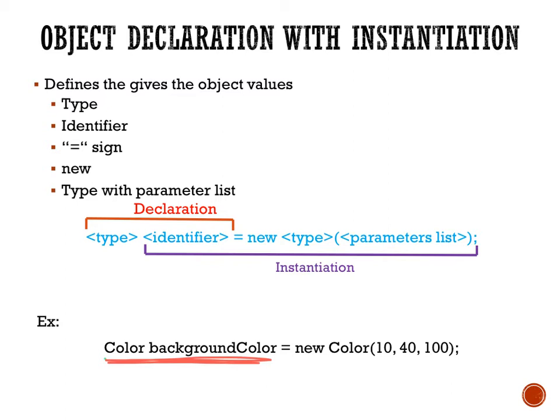Now my instantiation is, if I follow up here, my identifier name equal to new color object, and then my list of characteristics that I need to create that object. So you see that little overlap there. The red piece is your declaration, and the purpley pink piece is your instantiation. So you're noticing that you have the type and the name, and then you have name equals new type with the parameter list.